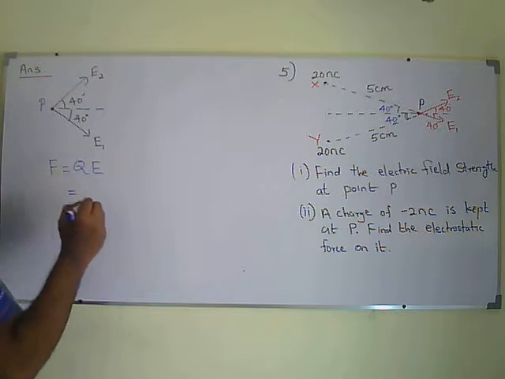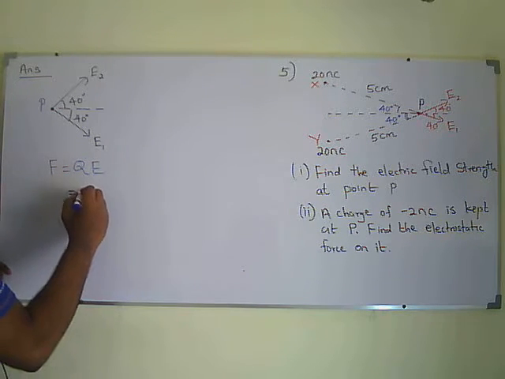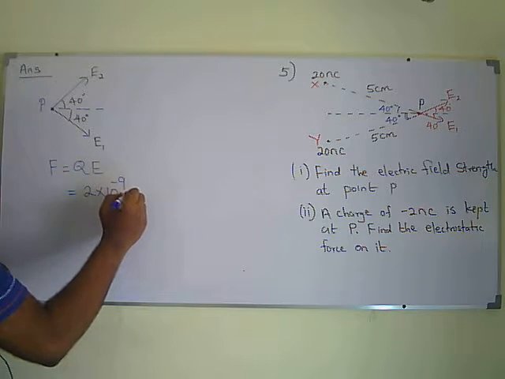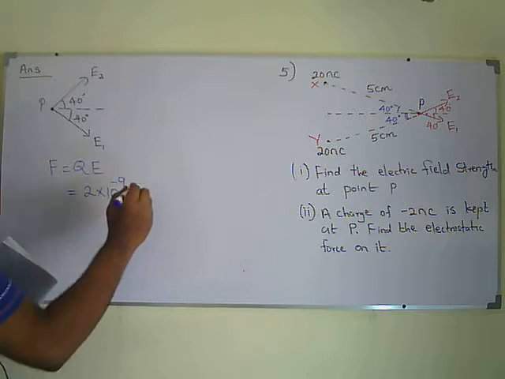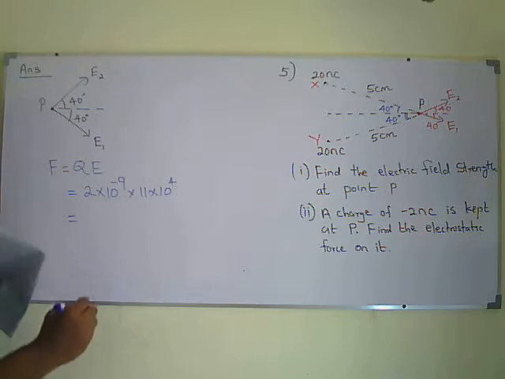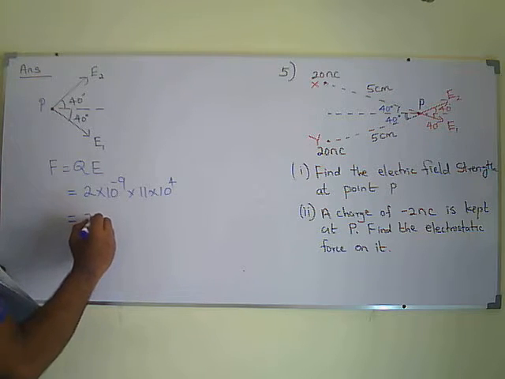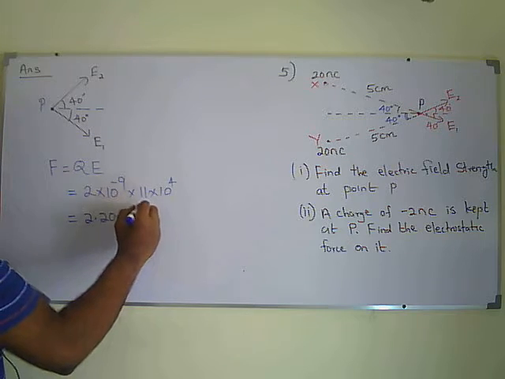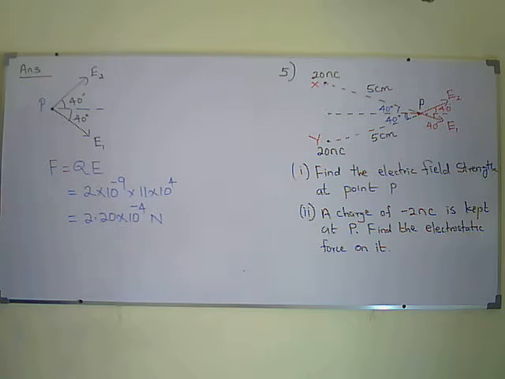Q is 2 nanocoulomb. So 2 into 10 to the power minus 9 into the electric field strength, which we already found, 11 into 10 to the power 4. So the answer will be 2.20 into 10 to the power minus 4 Newton. So what will be the direction?